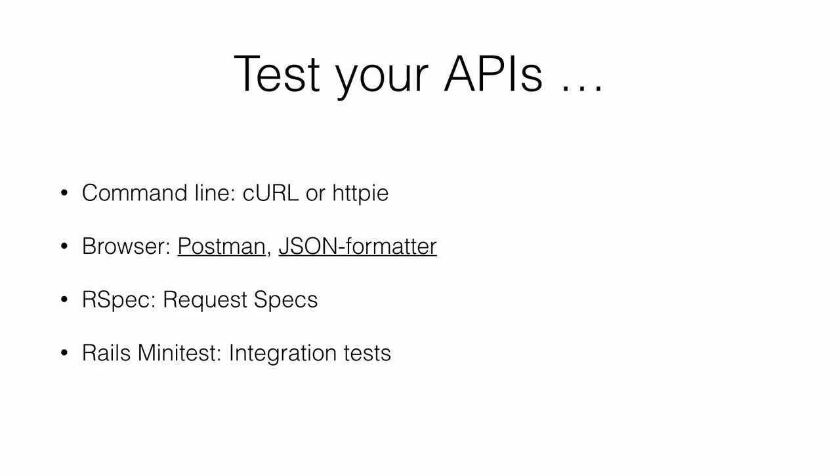Finally, testing your APIs. When you're playing around with it and testing it, you can do it through the command line, through a tool called curl. If you're trying to test it through the browser, there's a nice Chrome extension called Postman, which helps you make GET, POST, DELETE requests, etc. JSON Formatter is a great Chrome extension, and basically, whenever you get a JSON response in Chrome, it will format it nicely, and it just looks beautiful. You should test your API. You can either use RSpec, there's a request spec specifically for that, or you can use the Minitest that comes with Rails, those integration tests.